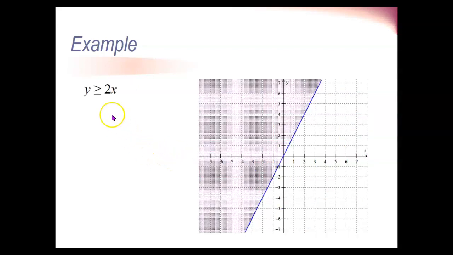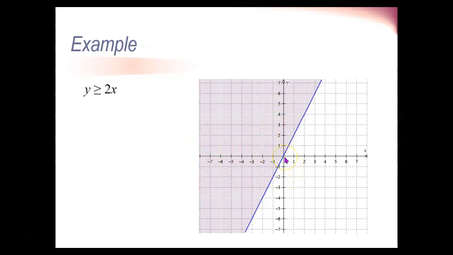Next example, y ≥ 2x. The line where y is equal to 2x has a slope of 2 and a y-intercept of 0. So it crosses the y-axis here at 0, and then rise over run, go up 2 and over 1, and there's the line. I made it a solid line because of the greater than or equal to. And then for y to be greater than or equal to 2x, we want to include the points that are above the line.